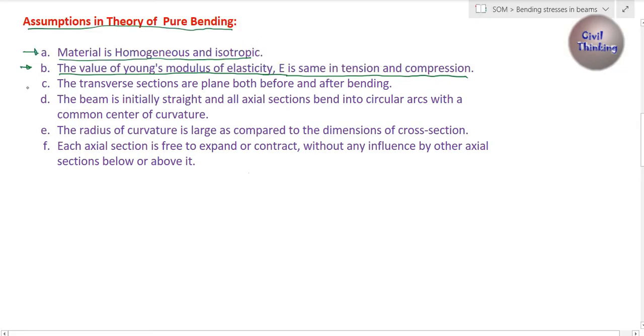Now let's read another assumption. The transverse sections are plane before bending and after bending. Okay, the transverse sections are plane both before bending and after bending. Okay, what does it mean?